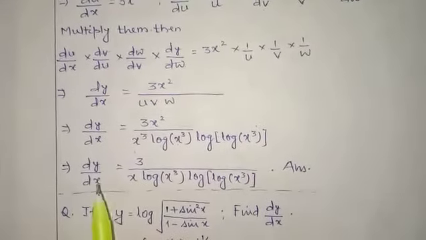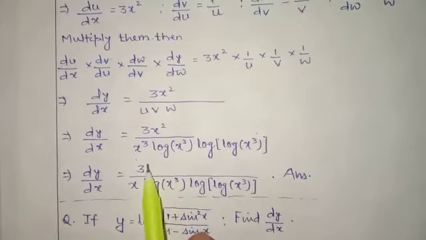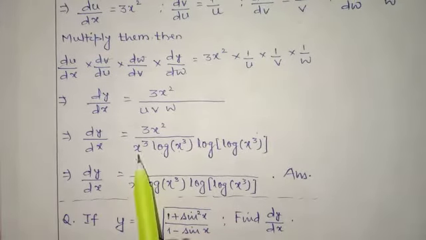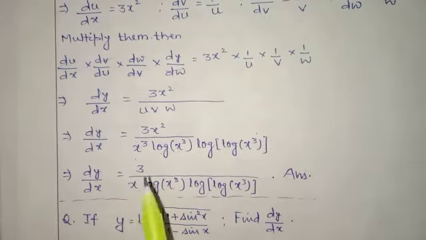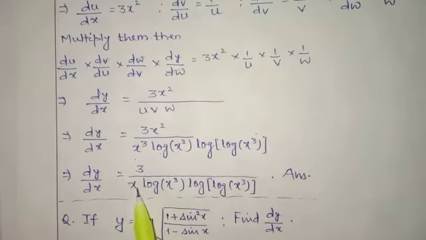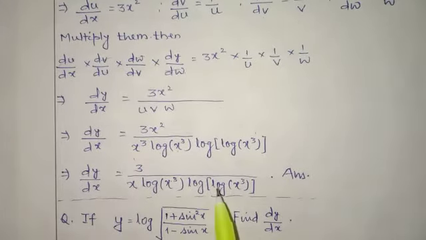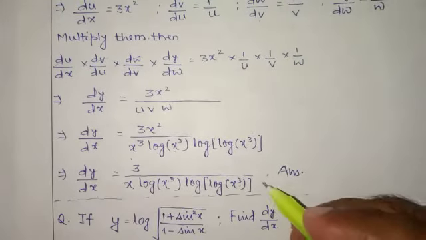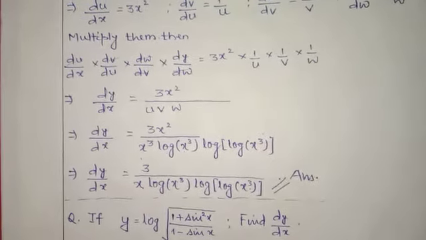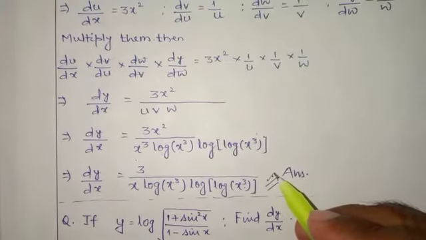Hence finally we have dy upon dx is equal to 3 upon x cube, and x square here cancels with x cube, becomes x. So 3 upon x log x cube log x cube. So this is finally the value of dy upon dx. Further there is no simplification, hence this is the result.